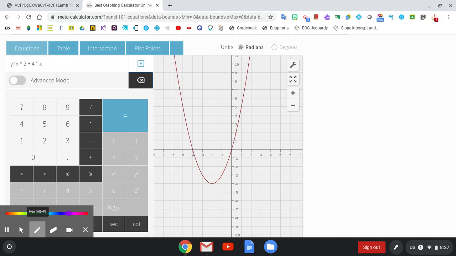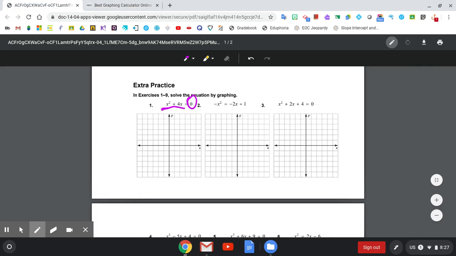Okay, so now I see that my solutions, or my roots, or my x-intercepts are going to be at -4 and at 0. So when I go back over to my notes, I have graphed it, so I'm not really going to worry about graphing it on my notes. I know that x is equal to -4 and x is equal to 0. Those are my solutions.